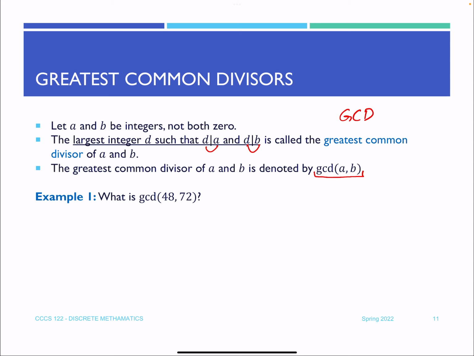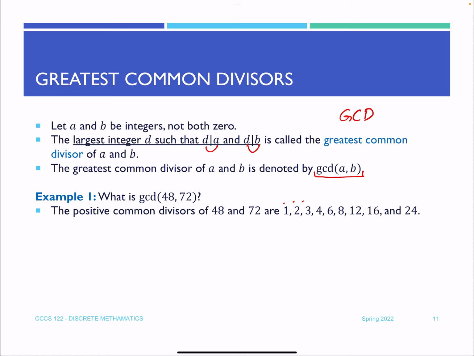Here's an example. What is the GCD of 48 and 72? The positive common divisors of 48 and 72 are many: 1, 2, 3, 4, 6, 8, 12, 16, 24 are all divisors that divide both 48 and 72. But the GCD is the greatest among them. So that would be, in this case, 24.